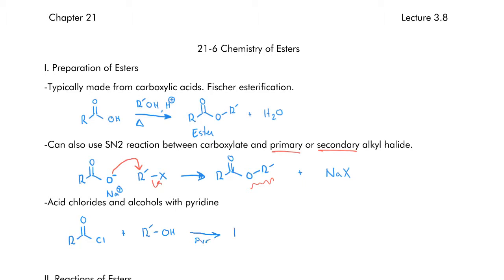Now we need to make sure we use the pyridine to sequester the excess HCl that's generated during the course of the reaction. Otherwise, this can be reversed or stalled out. So what we isolate is the ester and the hydrochloride salt of pyridine in the end. So those are the three major methods for preparing esters: from carboxylic acids, from carboxylates, or from acid chlorides.